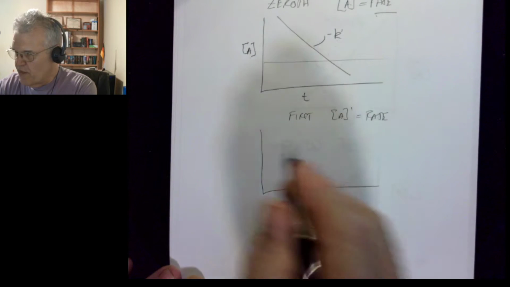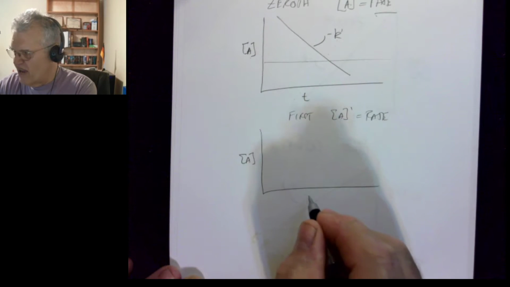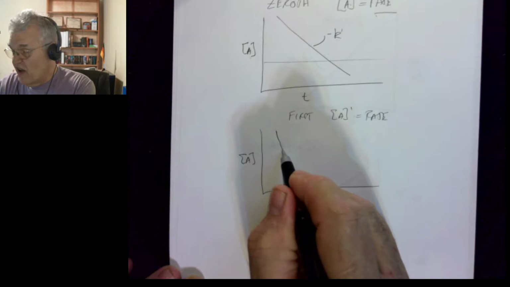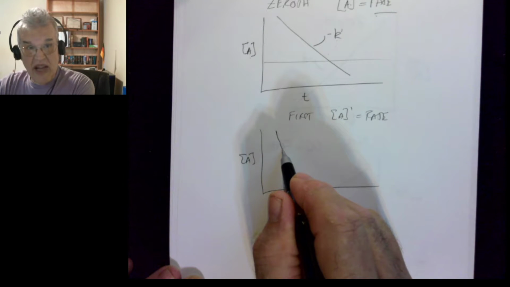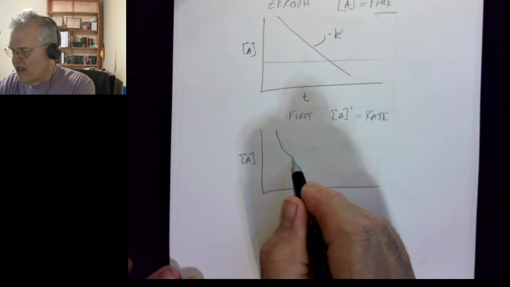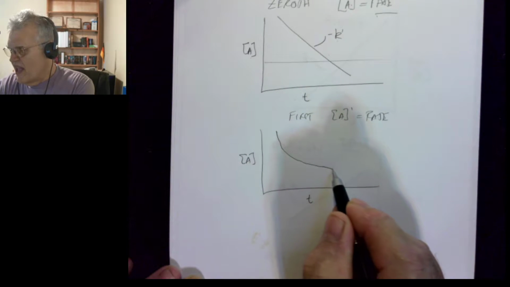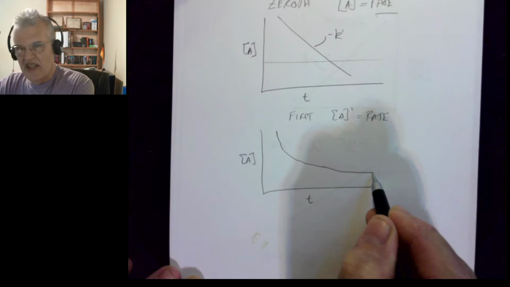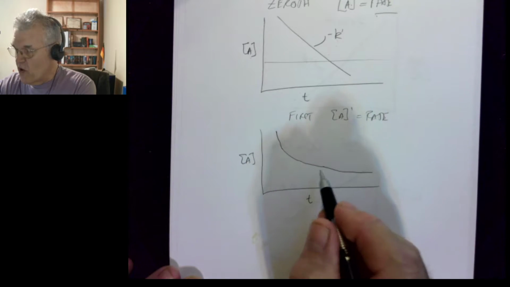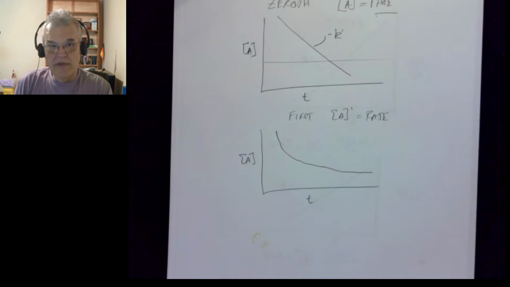So what happens? If we plotted out the concentration of A versus time, it starts off degrading fast because A's concentration is high, but then the concentration of A goes down and the rate at which it decays slows down, and therefore we get this exponential curve.